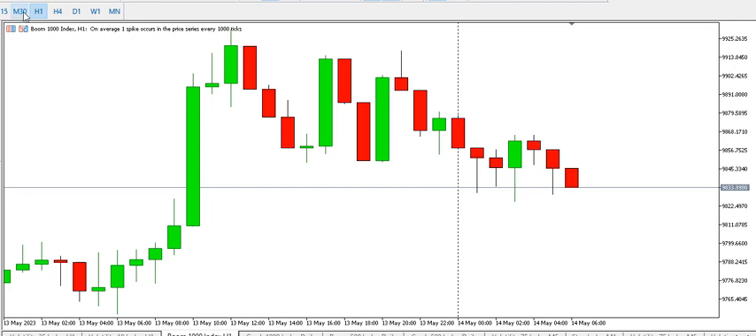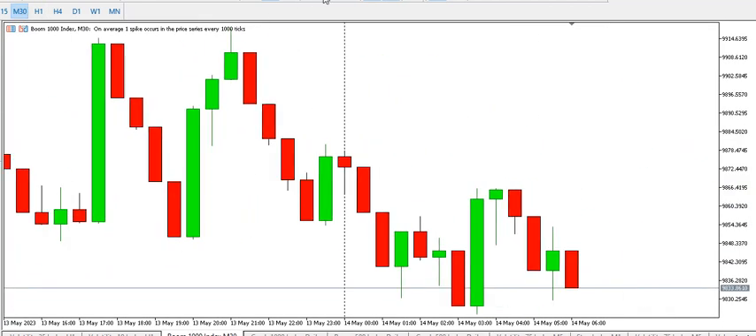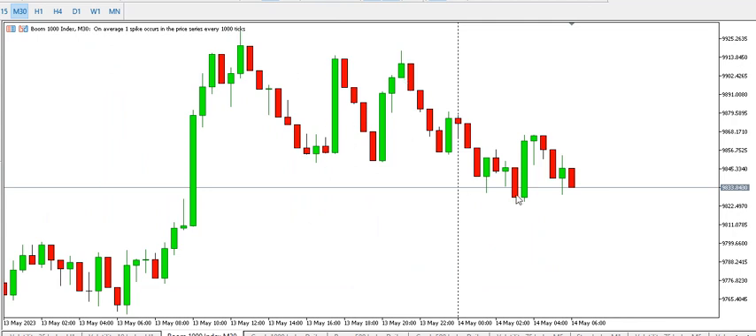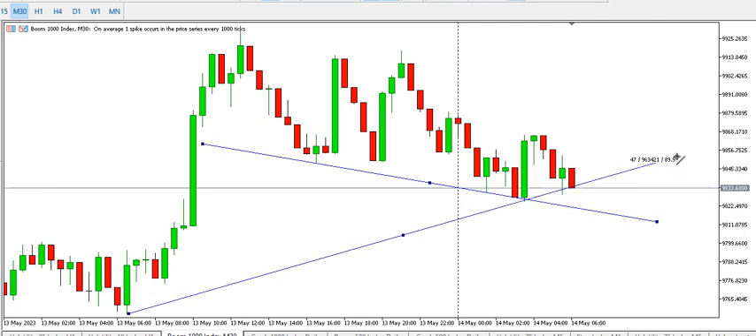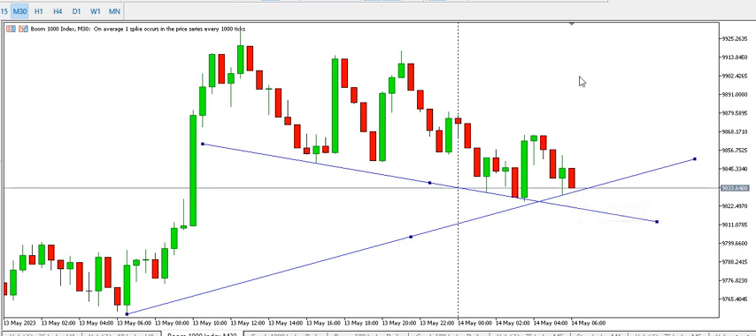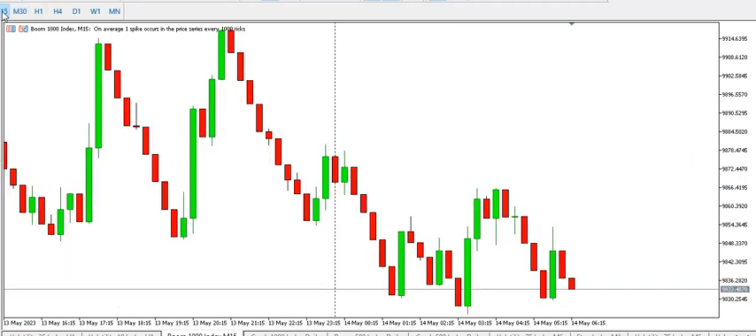For boom 1000 index 30 minutes time frame, the range is quite elaborate. Price is ranging and forming lows. We continue to have lower highs, so you might want to play a cautious role. You might want to apply caution in your selling of boom 1000 index, because we currently have this descending trend line. Price might spike up. So the moment price spikes up and breaks this descending trend line, you might start to buy boom 1000 index. So that's that for the 30 minutes time frame.